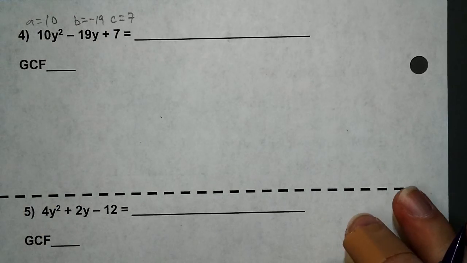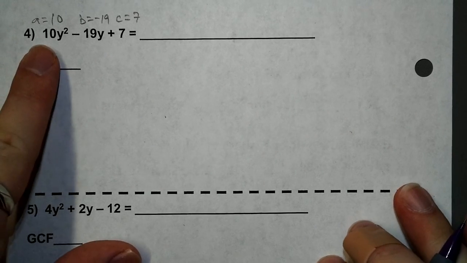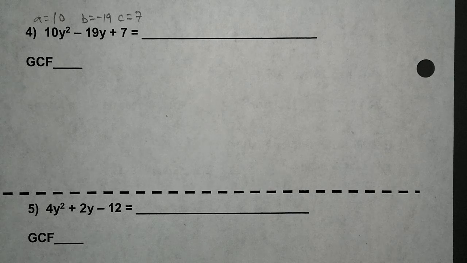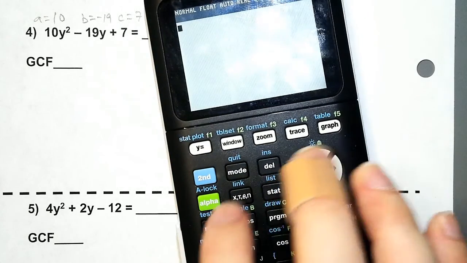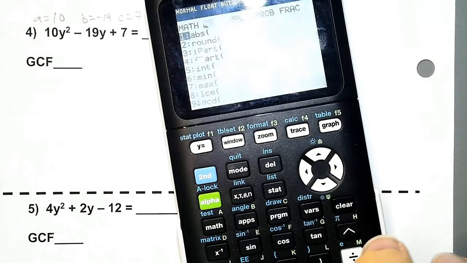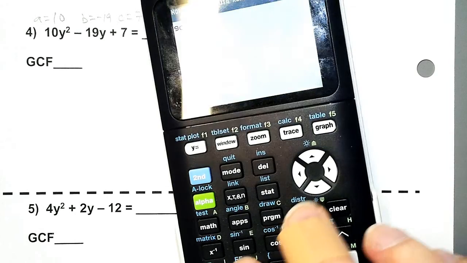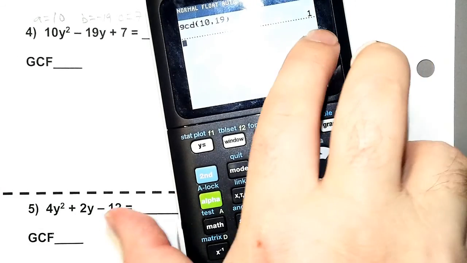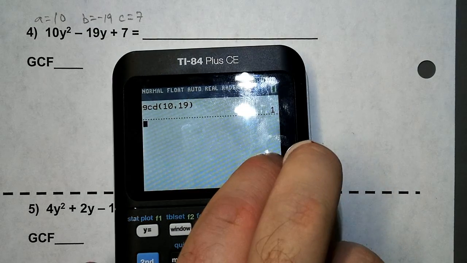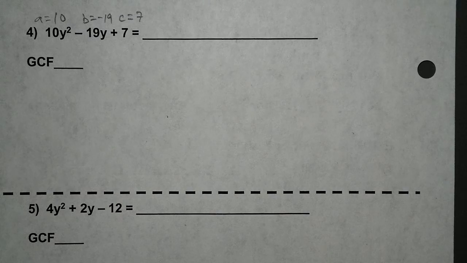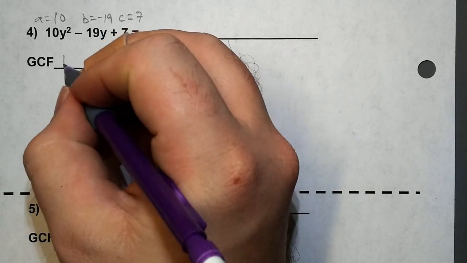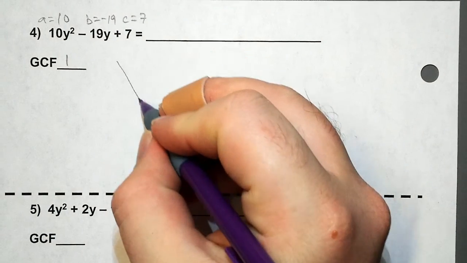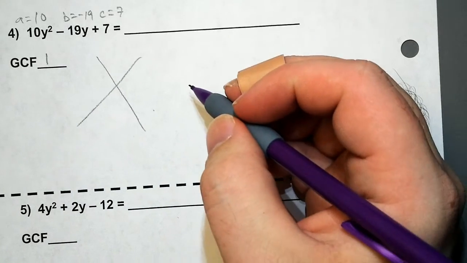The first thing, look, always check if they have a GCF. So I'm going to start out with 10 and 19. Comma 19. Yeah, that's a GCF of 1. Remember, anytime you get a GCF of 1, it can only be a GCF of 1. So there's our GCF. So let's go ahead and set up our x.